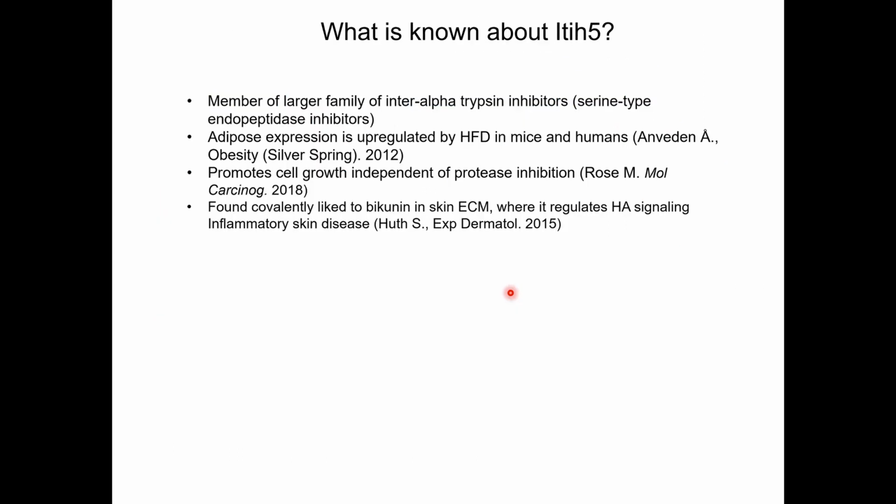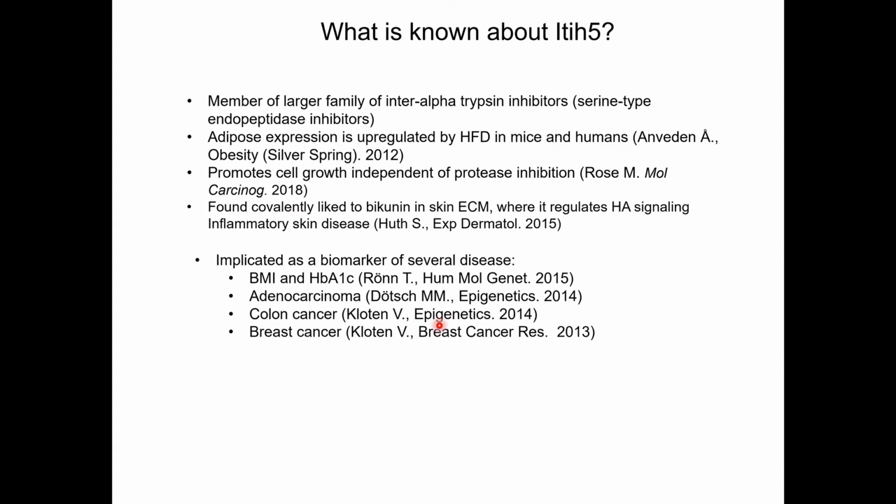So we did the obvious thing, right? What's known about ITIH5? Well, it belongs to this huge family of non-specific protease inhibitors. The only study in the context of metabolism measured this protein, but it is induced pretty robustly in a high-fat diet. It operates independently of its ability to inhibit proteases, and it's also found covalently linked to bikunin and regulates ECM remodeling in skin. And I don't want to get into this because I think some of these studies are a little, well, I don't want to say superficial, but I'm at least lacking some power. But it also has been implicated, modestly, as a biomarker of different traits.